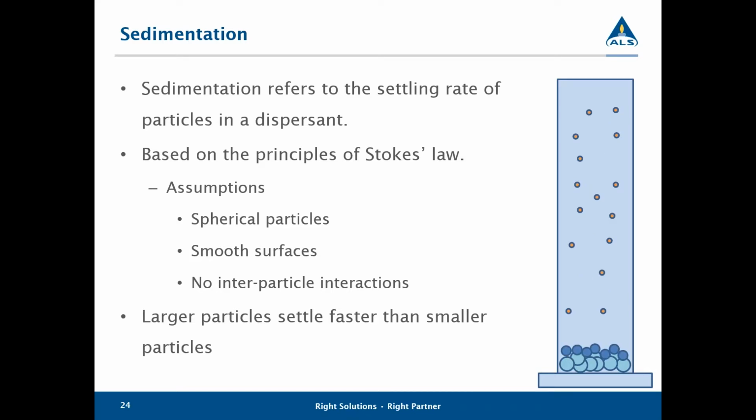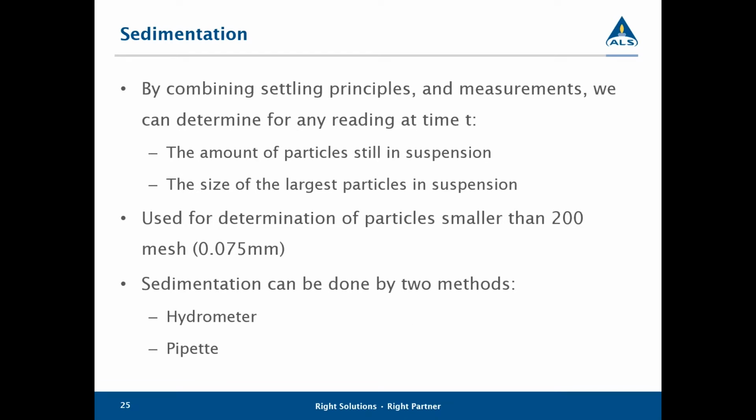So this is just an example of a settling technique on the side, where the larger particles settle out first, then the medium-sized particles, and at the end of this sedimentation, only the fine particles are remaining in the solution. So by combining settling principles and measurements, we can determine the particle size for any reading at time t. The particle size is determined by two different calculations. The first is the amount of particles still in suspension, and the second is the size of the largest particles in suspension.